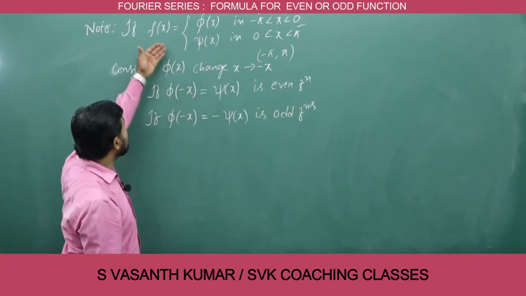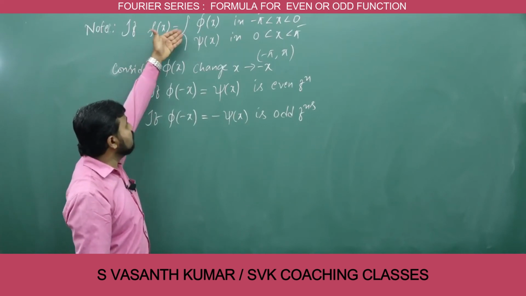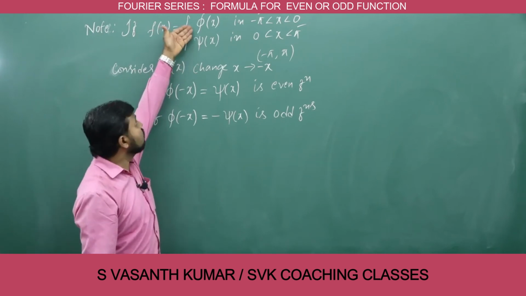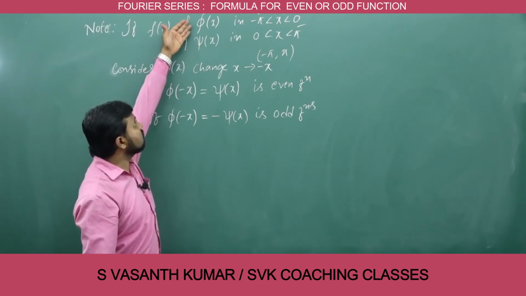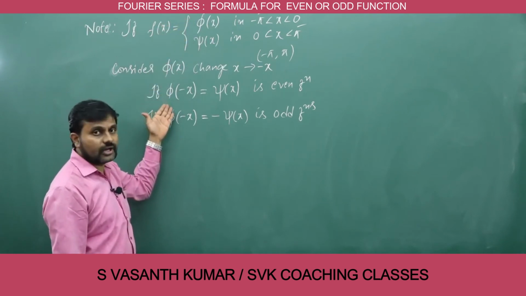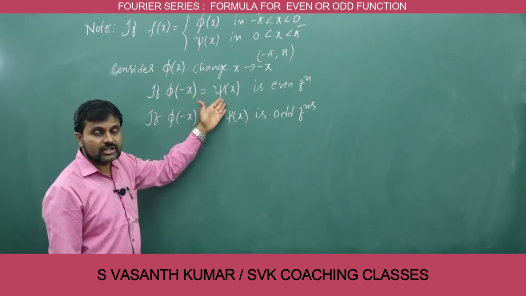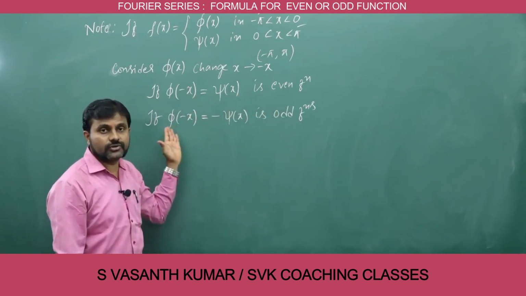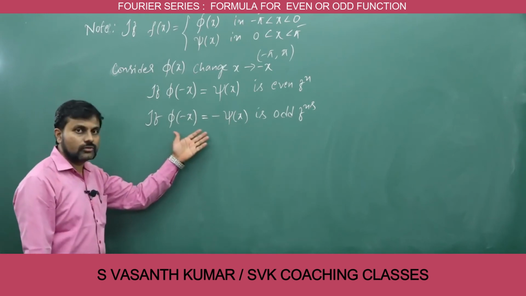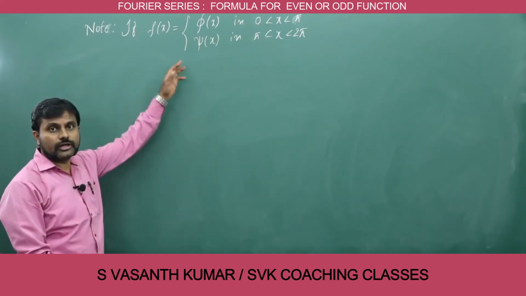Did you get how to find the even or odd function for functions of the form of a splitting function or discontinuous function? We say phi of x and psi of x. If you consider phi of x and change x to minus x, then if phi of minus x equals psi of x, such functions are called even functions. If you get minus psi of x, then such functions are called odd functions. Kindly note it down when you are solving problems on even or odd functions. Now go with another note.